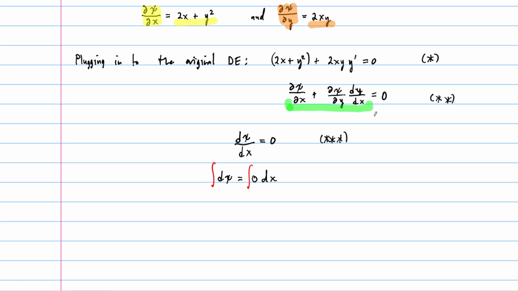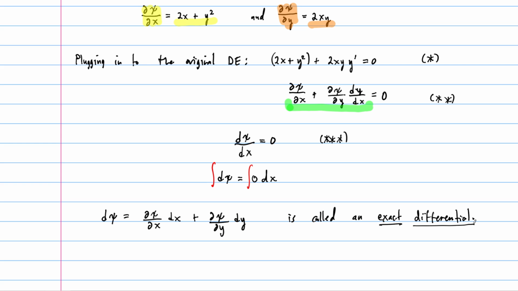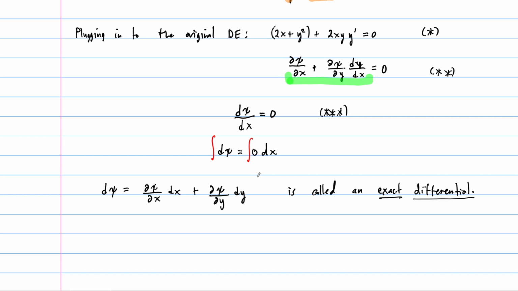So let me write it this way. If we were to multiply through dx by everything, then we could write it this way, right? So dC equals the partial of C with respect to x times dx plus the partial of C with respect to y times dy. If you can find a function that obeys this, that's called an exact differential in the context of this class. All right, so this is why we're calling this section exact differential equations. So we now have an exact differential equal to 0, right?